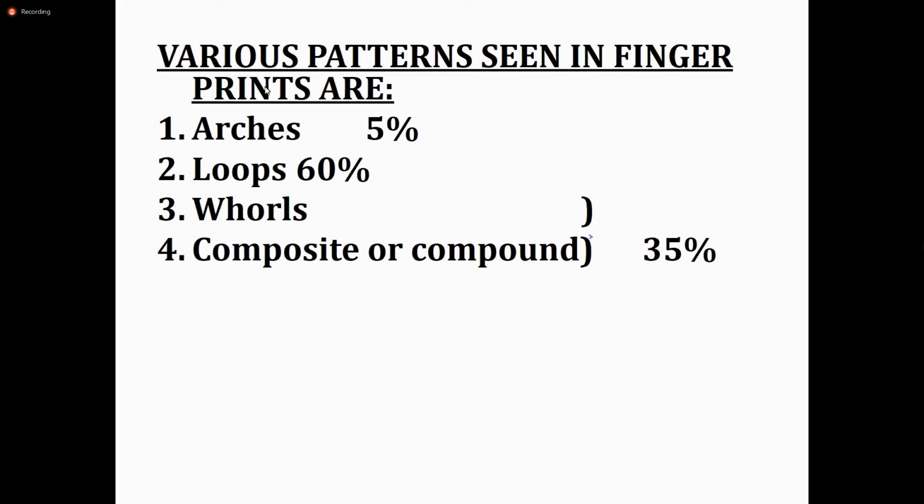Loops are the most common, found in all individuals. Here it is written as 60, but I would say it ranges between 60 and 70% of people who have these loop patterns. Then the whorls. Here, you have to see, there's a slight mistake in the slide. The whorl pattern is 35%. It is written in front of the composite, but this is wrong. Whorls compose 35% of people. And the composite or compound, only 1% of people have this pattern.